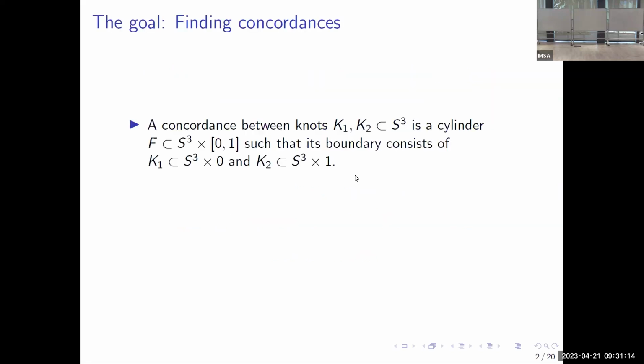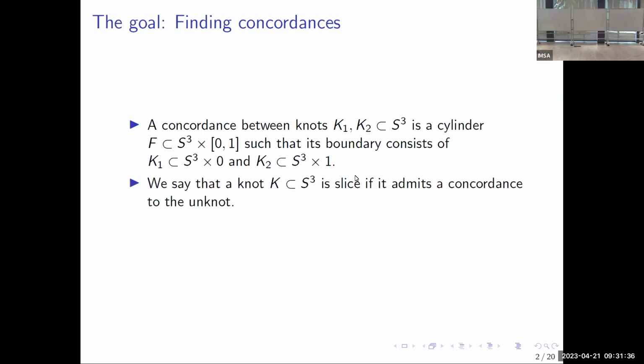But so a concordance between two knots K1 and K2 in S3 is a cylinder F in S3 times [0,1], such that its boundary consists of K1 and K2, right? So it's just a surface that is K1 on one end and K2 on the other. And we say that a knot is slice if it admits a concordance to the unknot. And this concordance to the unknot, we're going to be calling a slice disk.